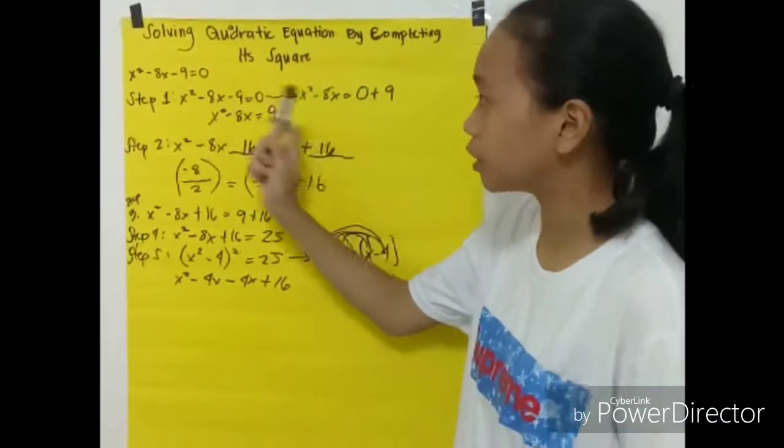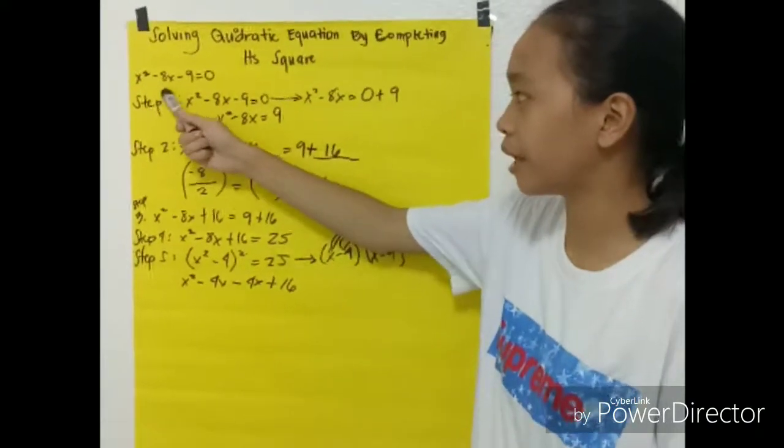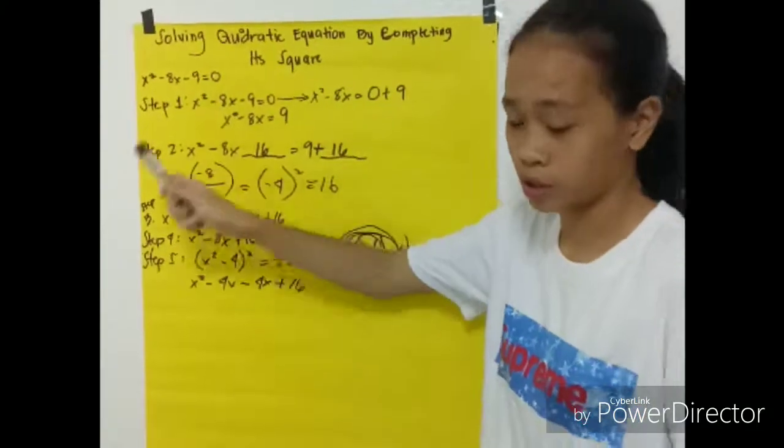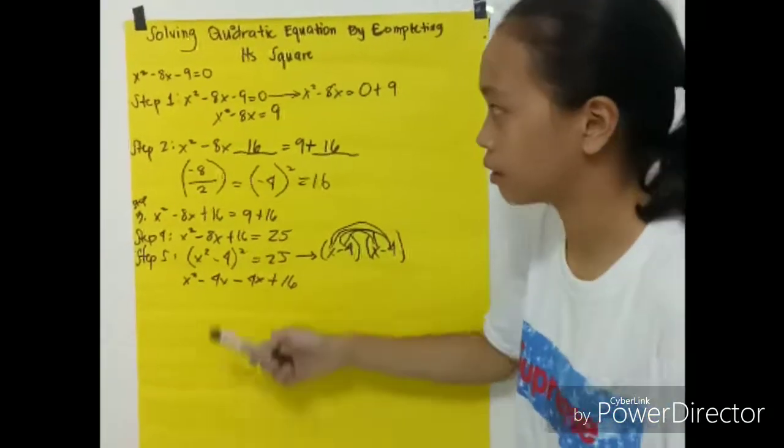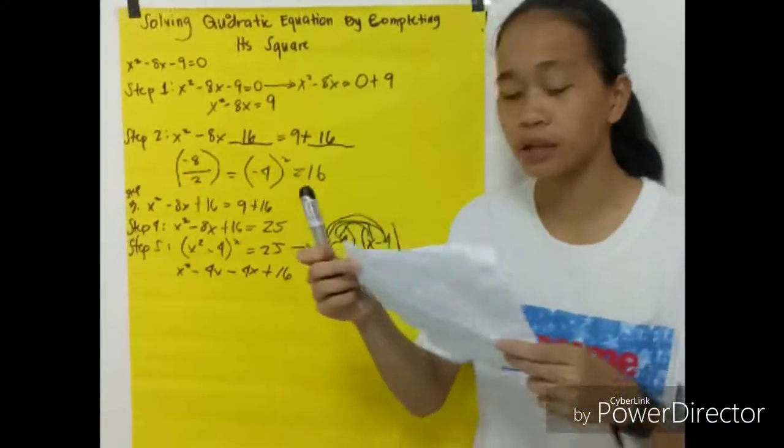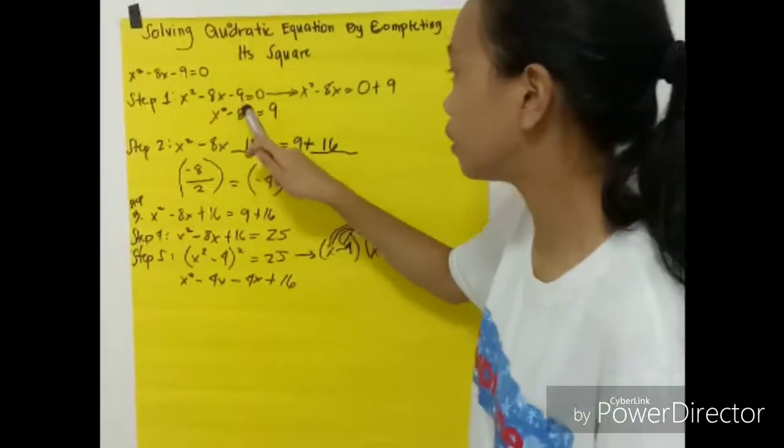So ang quadratic equation dito ay x squared minus 8x minus 9 equals 0. So isi-solve na natin. Step 1. Transfer the constant to other side. So ang constant dito ay ang 9.